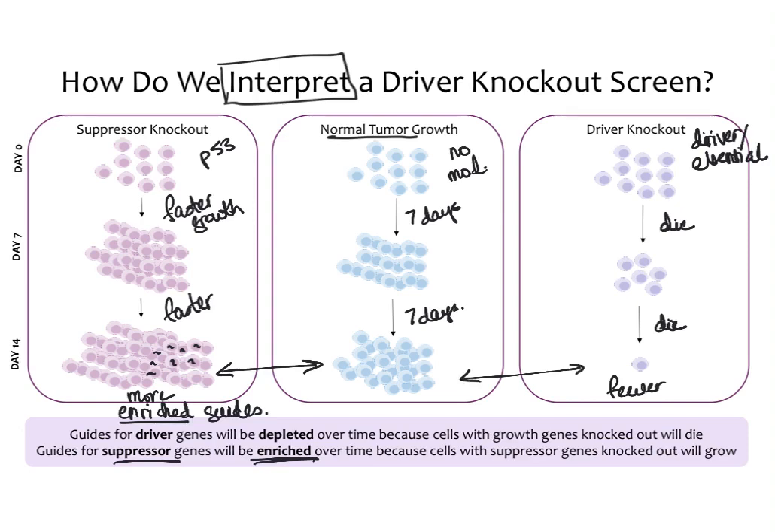And because we're going to have much fewer cells, we're going to see depletion of guides, right? Because the cell also contains a little guide RNA, and now we're going to see depletion of that guide in our table. So guides for driver genes or growth genes are going to be depleted over time. This is really important, so make sure that you understand this really well before moving on. It's a little bit confusing because it's sort of opposite of what you might think, but walk through the logic and make sure you understand it, because you have to understand it to be able to interpret the screen.